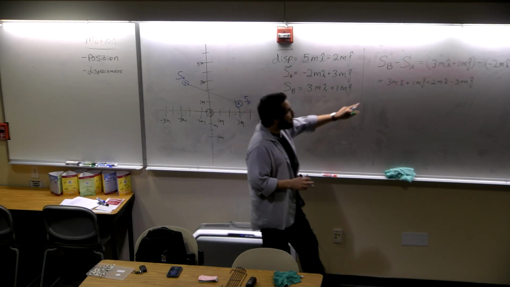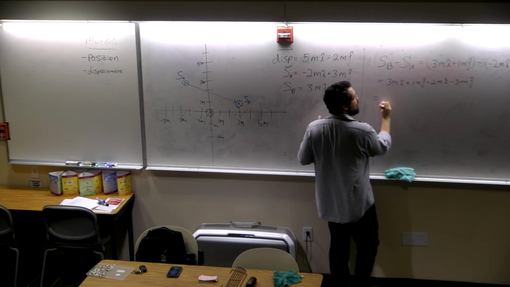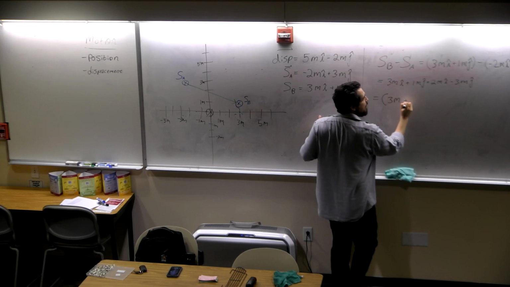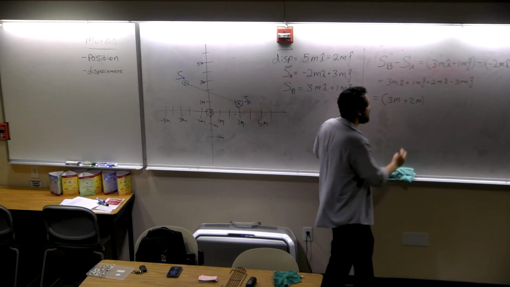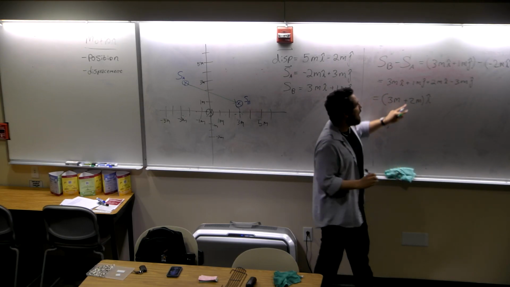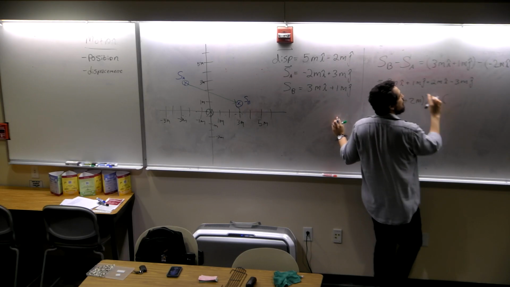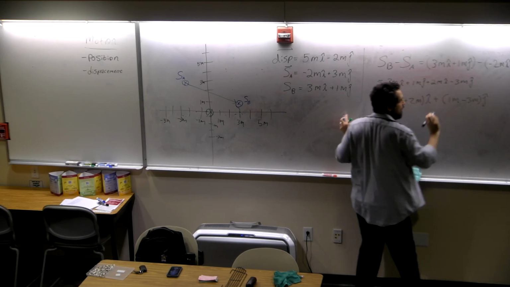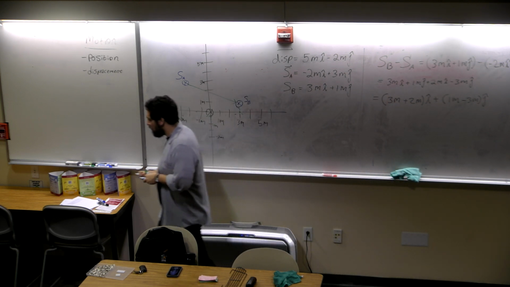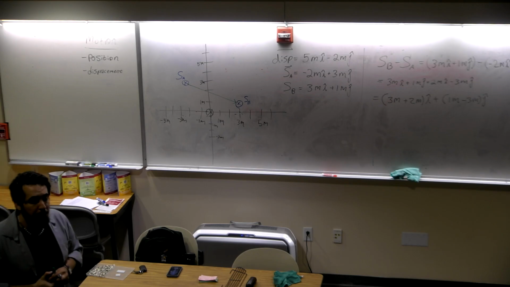Whenever you're dealing with vectors, you're going to combine the vertical pieces, the j hat pieces. You're going to combine the i hat pieces, the horizontal pieces. And this gives you 3 plus 2. Well, 3 plus 2 is 5 meters i hat. And then we have 1 minus 3. 1 minus 3 is negative 2 meters j hat. Exactly what we said the displacement should be.